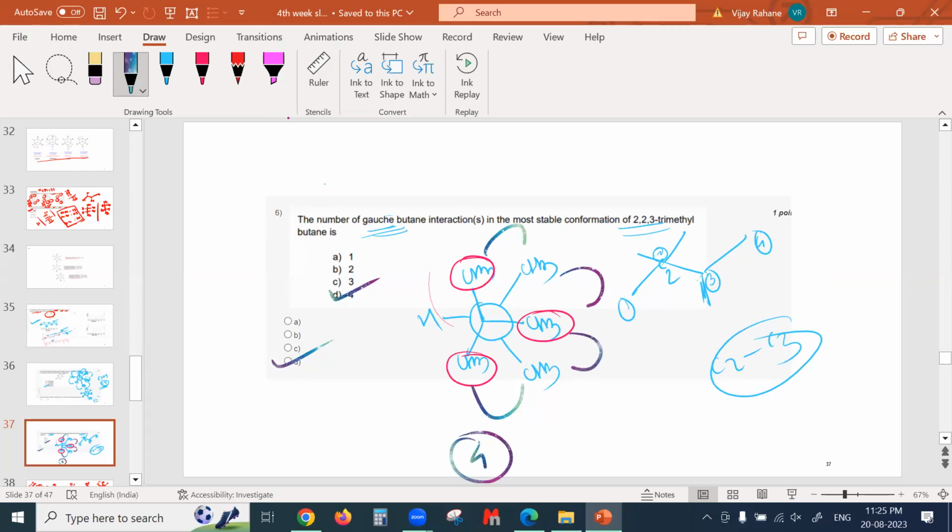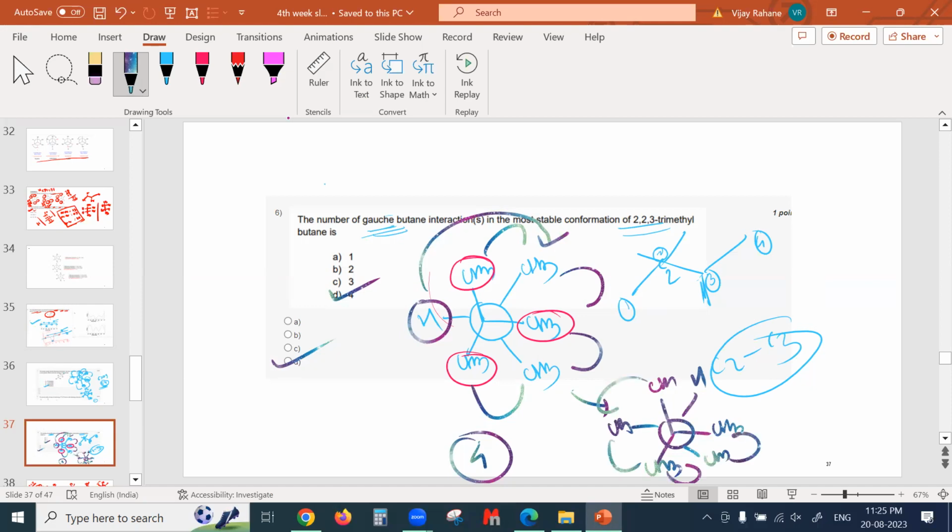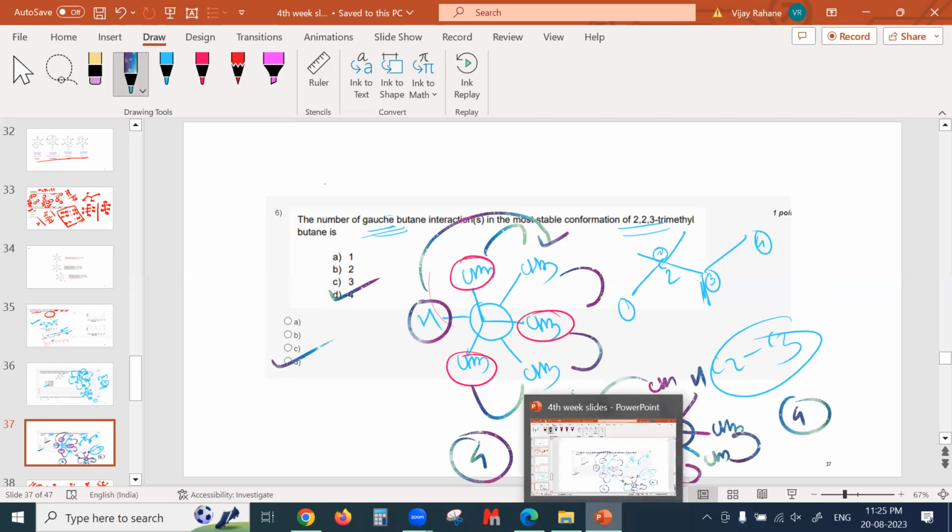If you try to draw the different conformations of this molecule, what are the possibilities here? See, on the front carbon atom there are 3 methyl groups present. So if you rotate the backside carbon atom, the number of gauche interactions is not going to change. We'll try one. If I rotate this hydrogen into the place here, the hydrogen will be here, this methyl will be here, and this methyl will be here. In this one also you can see 1, 2, 3, 4 gauche interactions are possible.